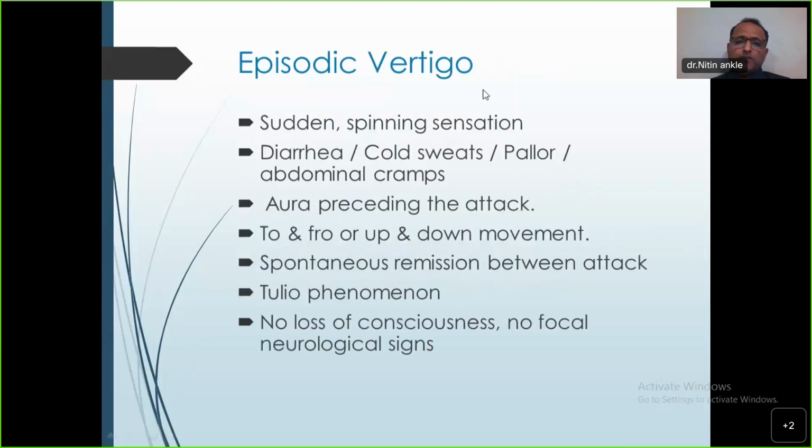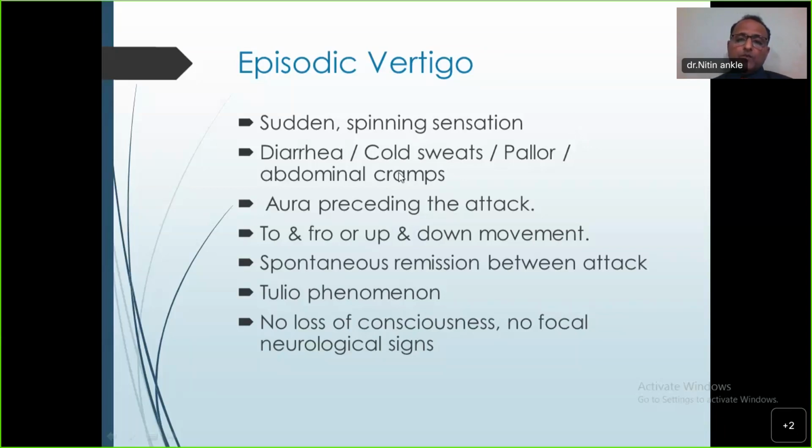This episode of vertigo is typically a sudden spinning sensation. There is no inciting factor which is going to elicit the vertigo suddenly. Without any premonitory symptoms, the patient will suddenly feel that vertigo is setting in, and the spinning sensation starts, and it's very severe, and the patient will get debilitated.